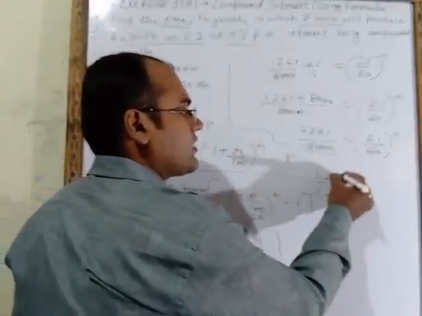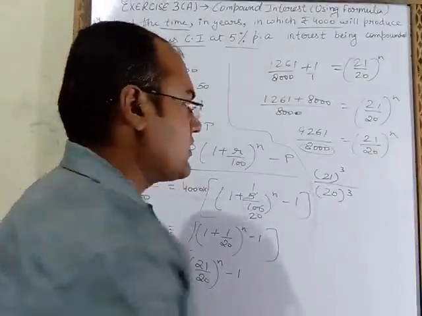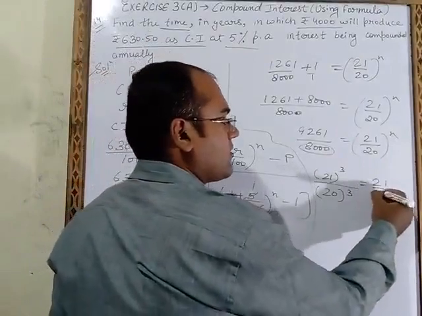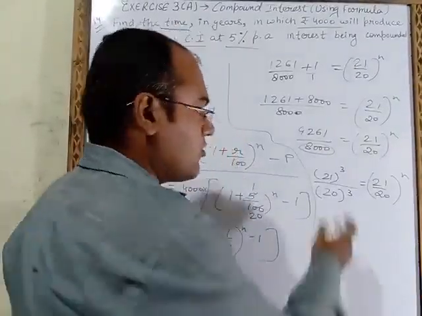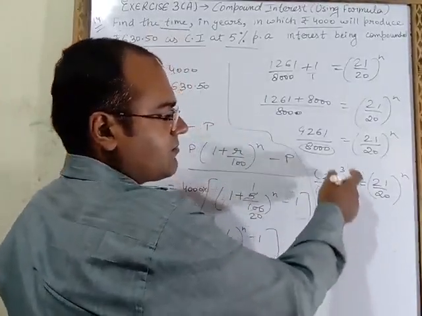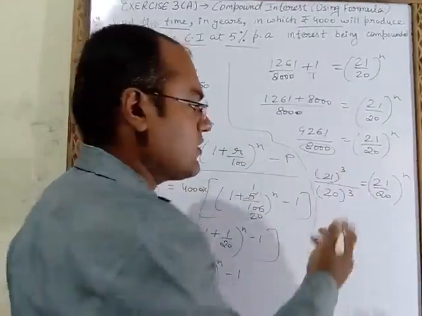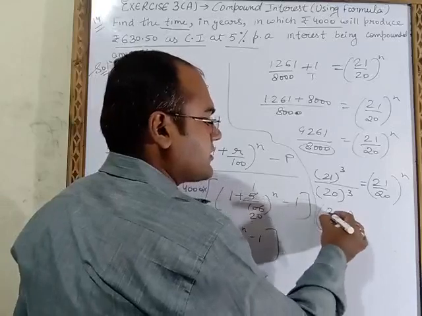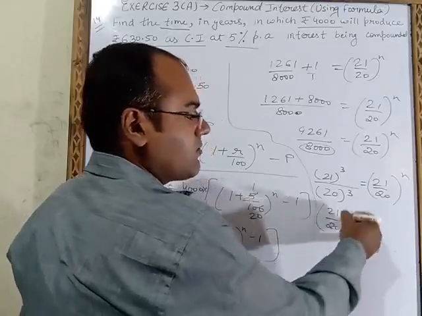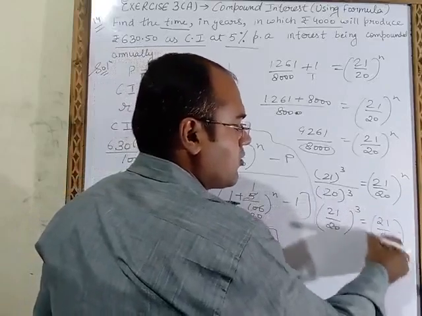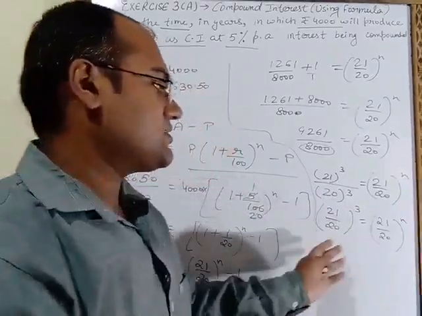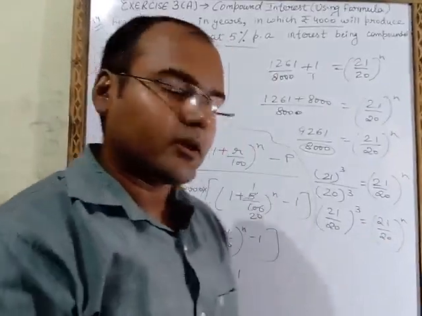So here we can take 21 cube is equal to 21 upon 20 power n. Now both the numbers are having the same power 3. So what we will do, we will take a single power. 21 upon 20 whole power 3 is equal to 21 upon 20 whole power n. Now left hand side and right hand side we will compare.